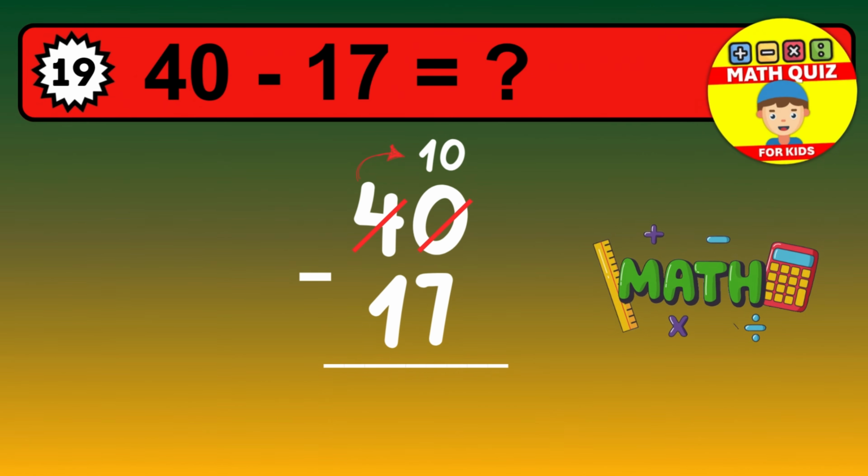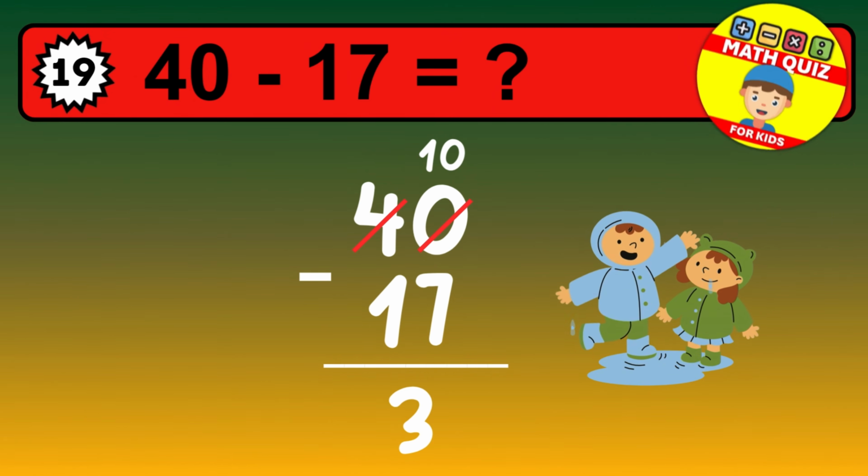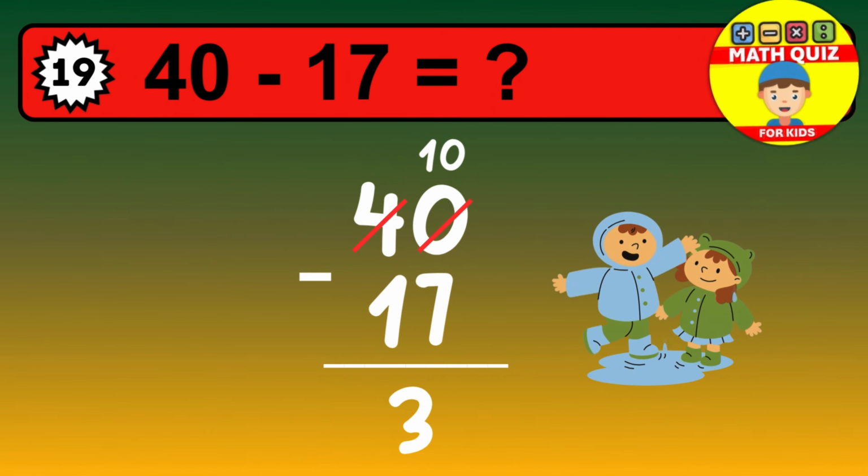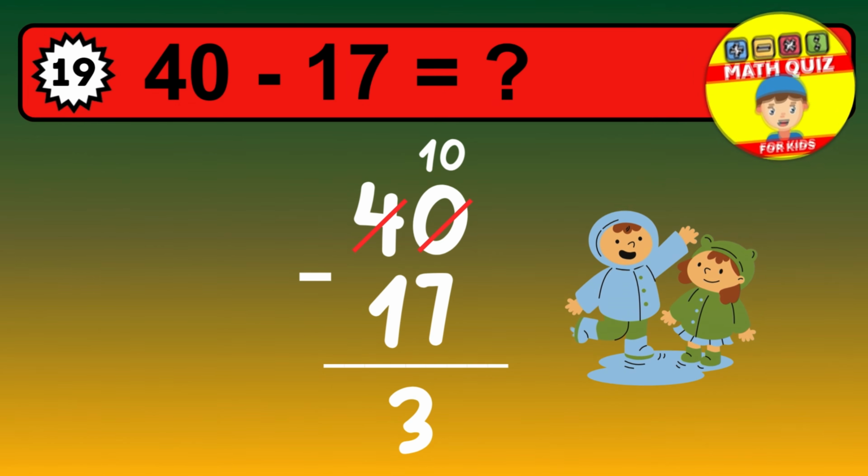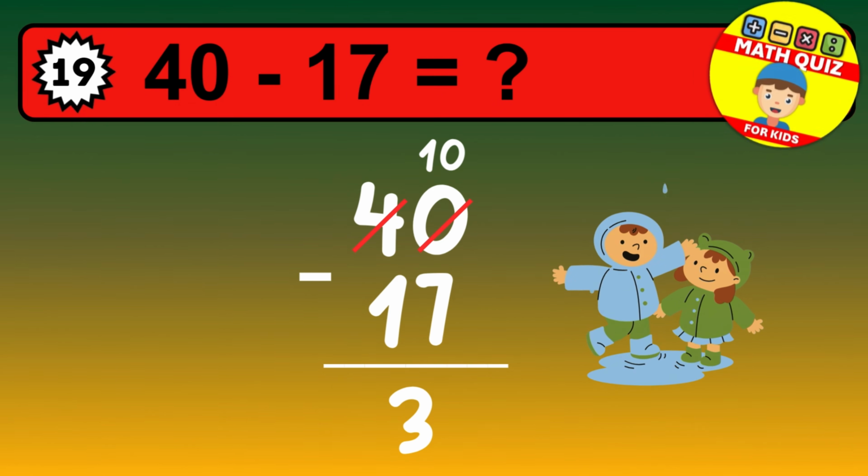Now we subtract. 10 minus 7 is 3. Then we go to the tens. 3 minus 1 is 2. The final answer is 23.